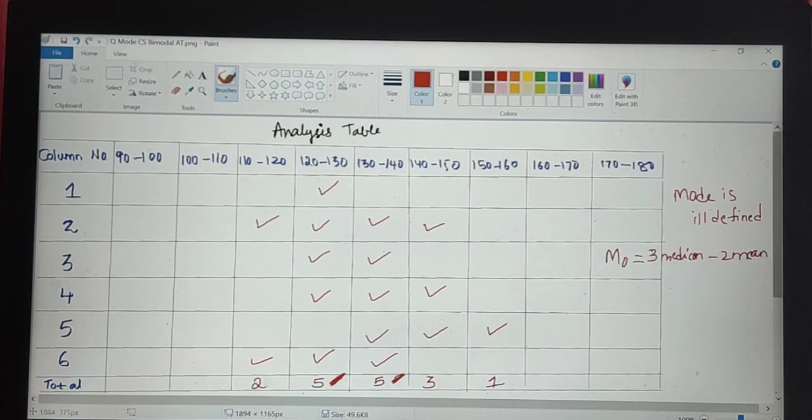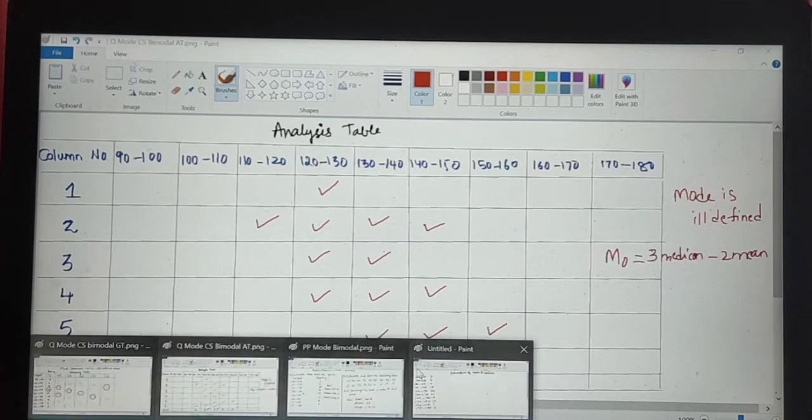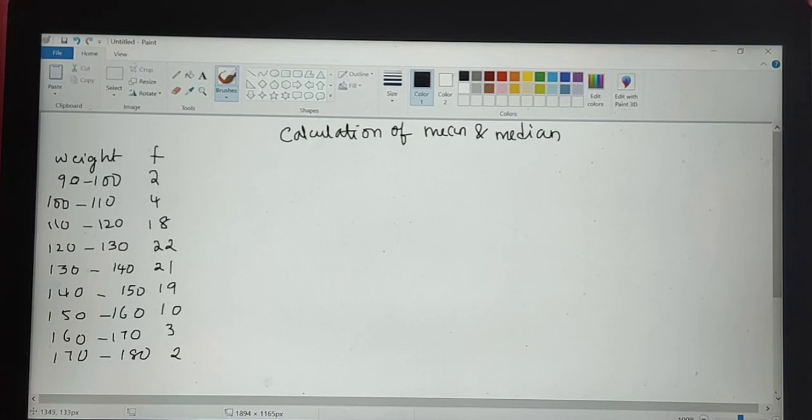So our sum does not end with this. Now we will calculate the median and mean. I have written the question, and calculation of mean and median is my table heading. Firstly, let's jot down the formulas. When I want to find the mean, the easiest possible way is sigma f m by n. This is for the mean.